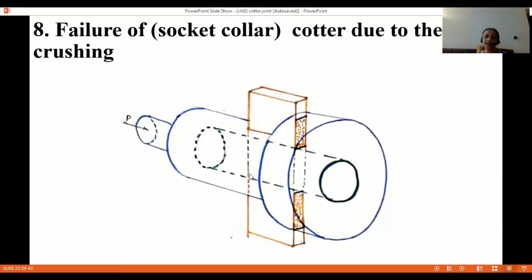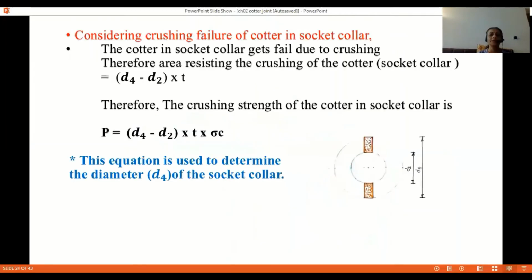Like we have seen, the left portion of the cotter will be subjected to crushing failure in the spigot. Similar to that, this right-hand side portion of the cotter, which is in contact with the socket collar, will be subjected to crushing failure. You can easily see this from this pictorial diagram. Now we will see its two-dimensional sketch.